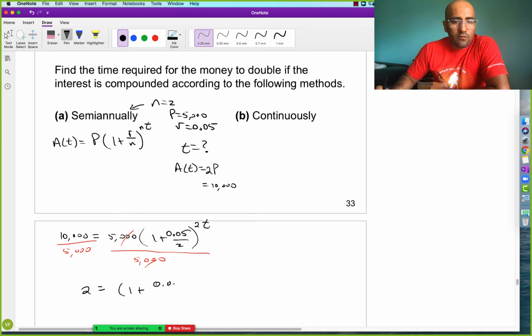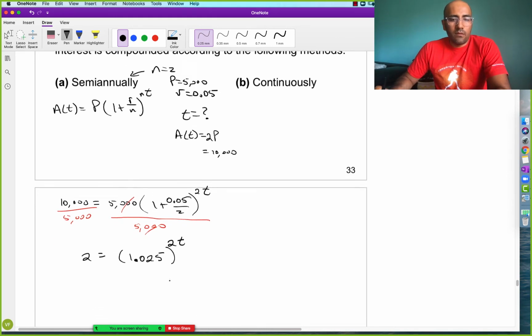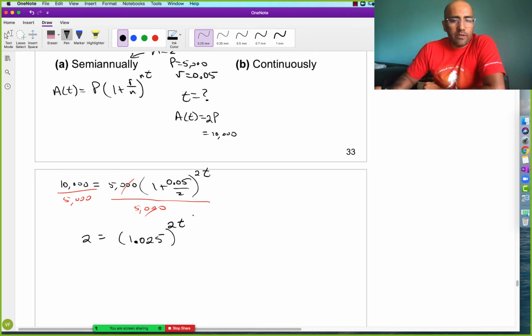1 plus 0.05 divided by 2, well, 5 divided by 2 is 2.5%, and then you add that to 1, so it's going to be 1.025 to the power of 2t. And now the thing we're trying to solve is in the exponent, so that means we have to apply our log functions to solve this. So I'm going to use log base 10. Log base 10 of 2 equals log base 10 of 1.025 to the power of 2t.